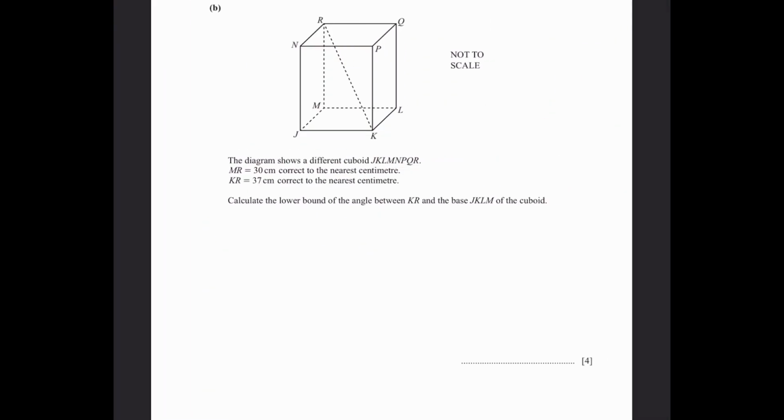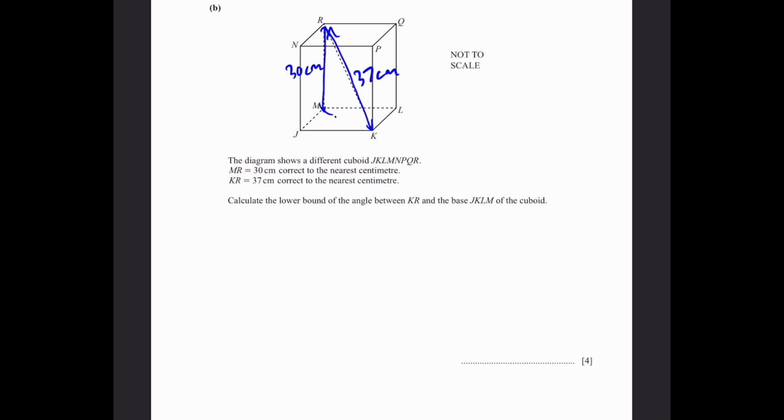The diagram shows a different cuboid, JKLMNPQR. MR is equal to 30 centimeters, which is this length, correct to the nearest centimeter. Let me just write that, 30 centimeters. KR is equal to 37 centimeters, correct to the nearest centimeter. Calculate the lower bound of the angle between KR and the base JKLM of the cuboid.